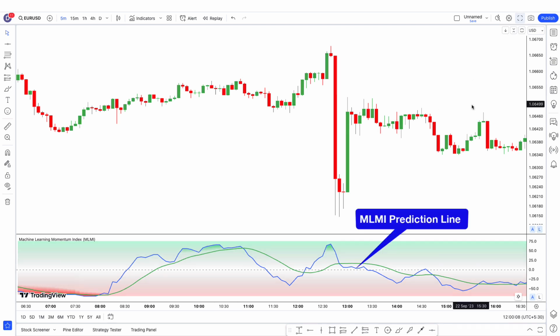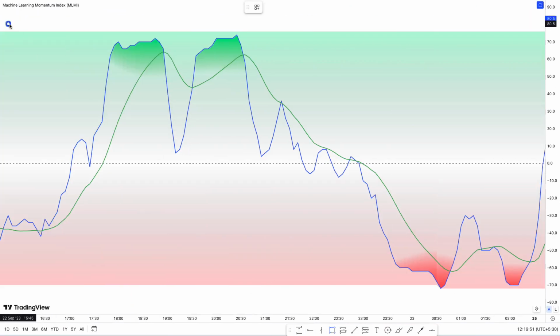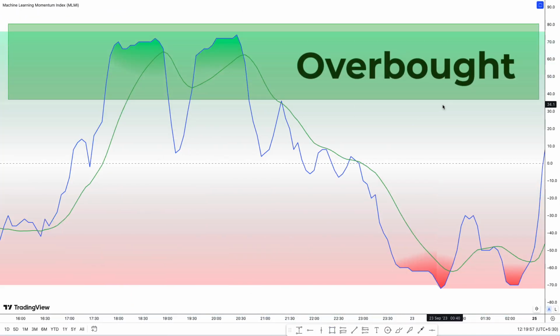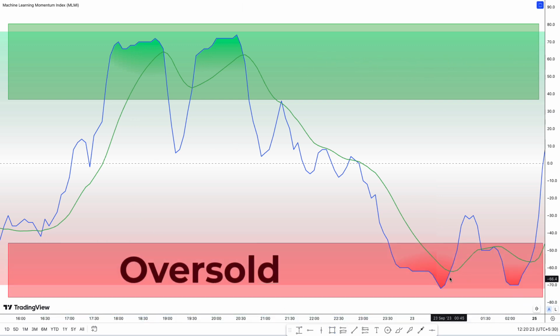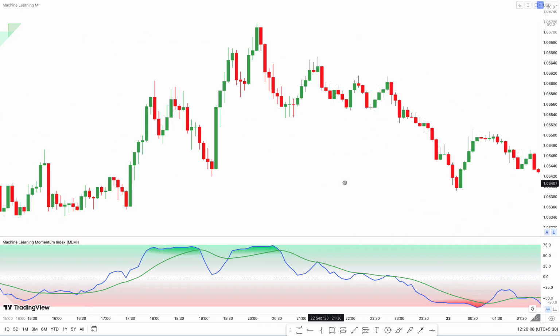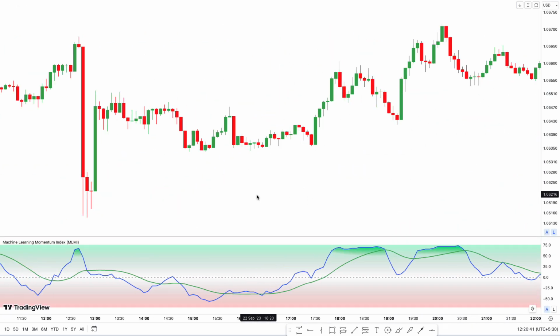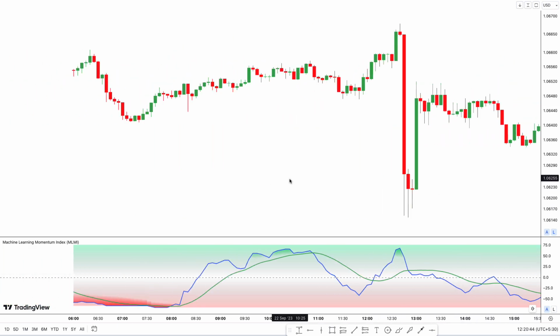Here, this blue line is the MLMI prediction line, and the green line represents the weighted moving average of the blue line. Similar to the RSI oscillator, the green area signifies overbought conditions, whereas the red area indicates oversold conditions in the market. The formula and calculations for this indicator are a bit complicated, so I won't go into them in this video because you won't actually need to know them. So now let's see how we can use this indicator for our trading.